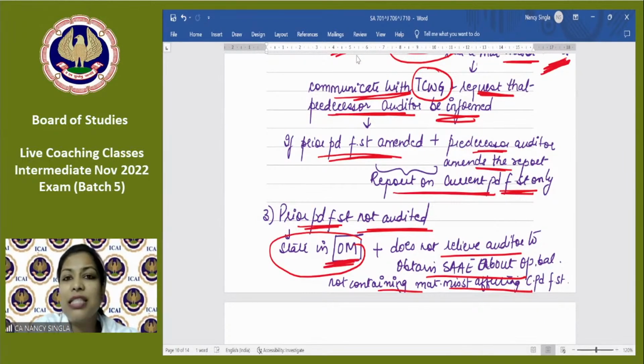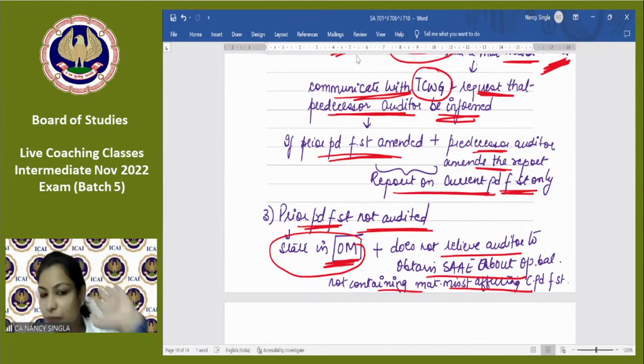If prior period financial statements were not audited, state this in the other matter paragraph, but this will not relieve the auditor of obtaining sufficient appropriate audit evidence about the opening balances not containing misstatement which may affect the current period financial statement. वो तो आपको करना ही पड़ेगा. Why? Because you are giving an expert opinion, ठीक है.